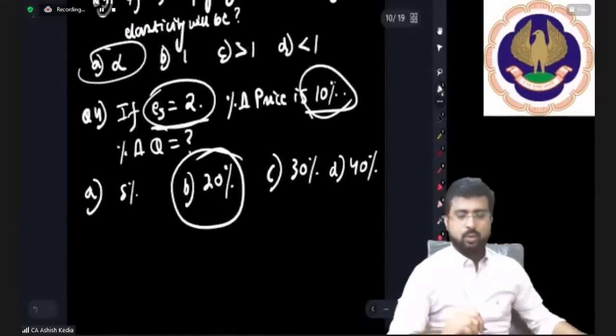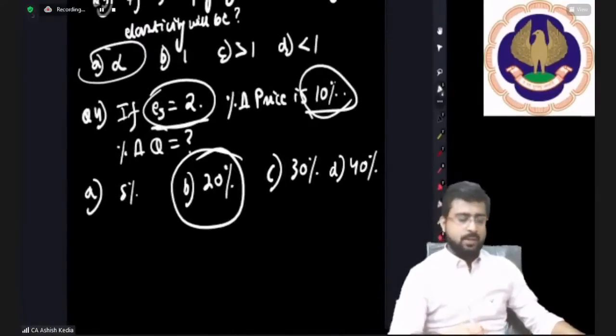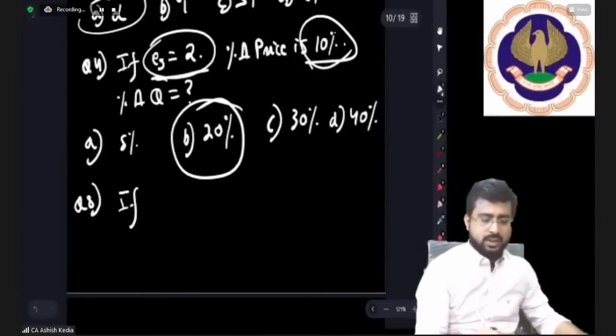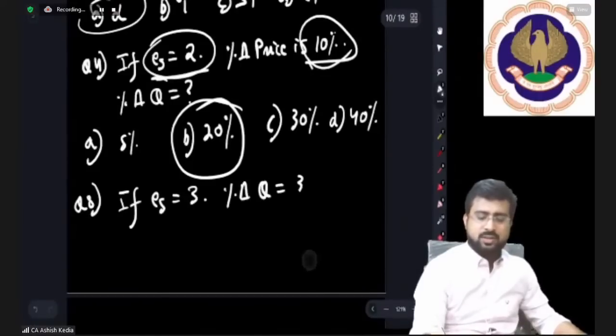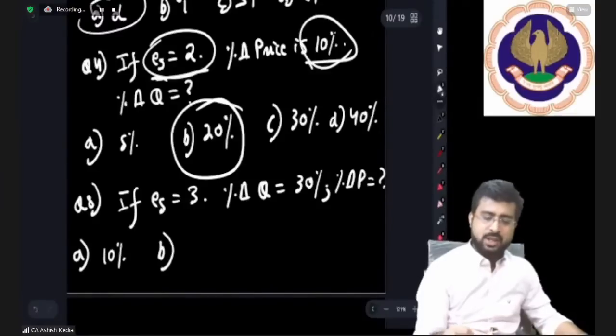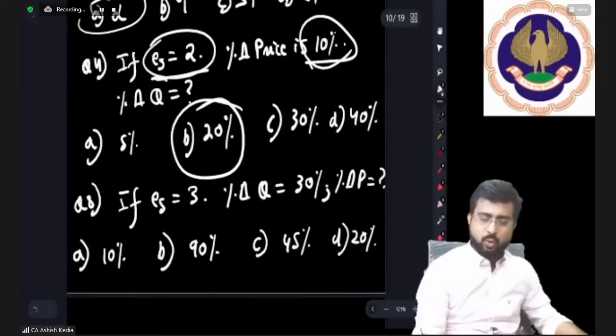Moving on. Question number 5. If elasticity of supply is 3 and the percentage change in quantity is 30%, what is the percentage change in price equal to? A, 10%, B, 90%, C, 45%, D, 20%.